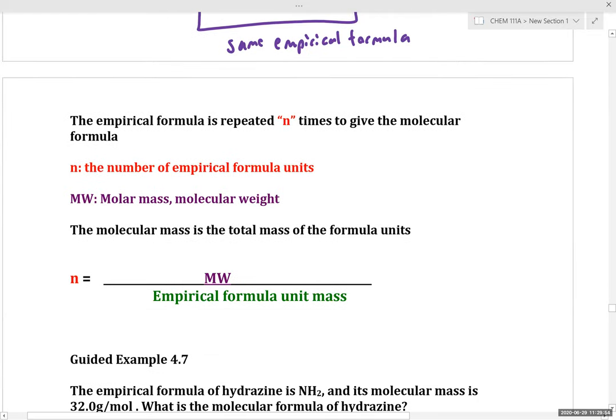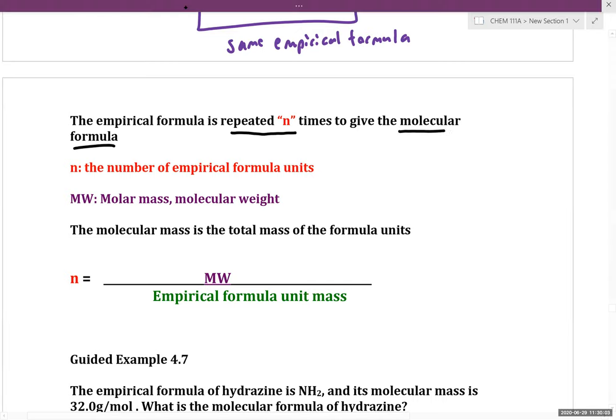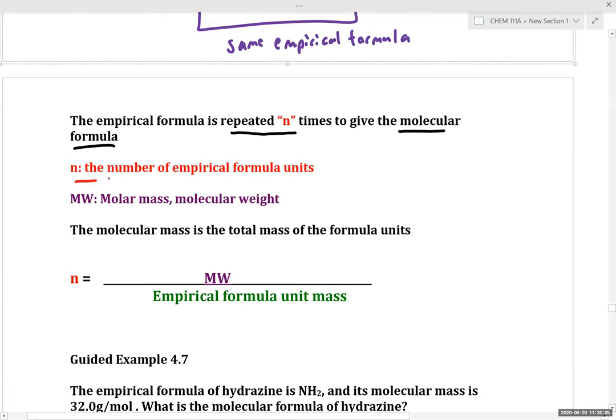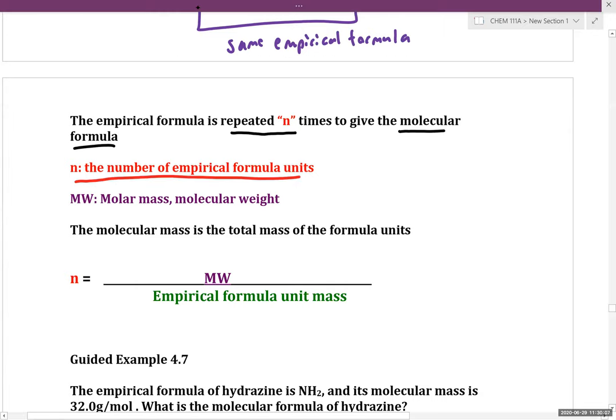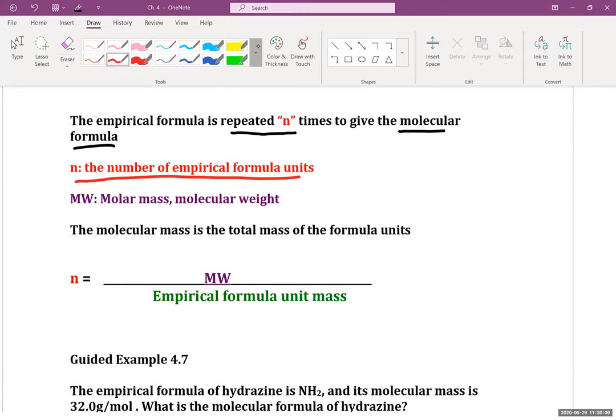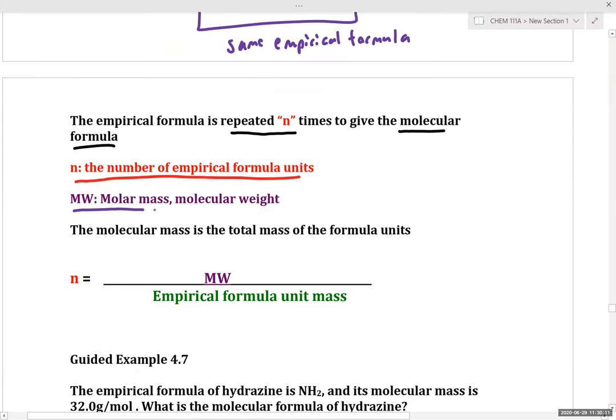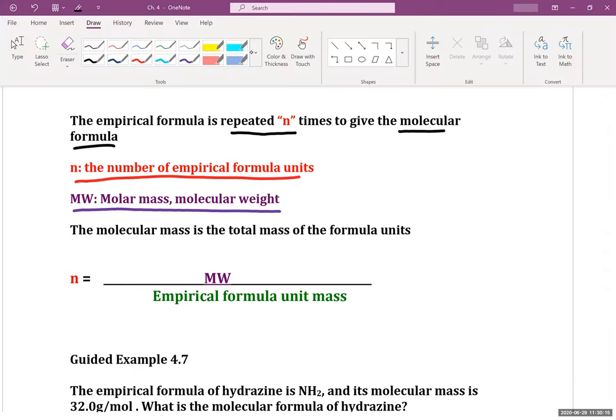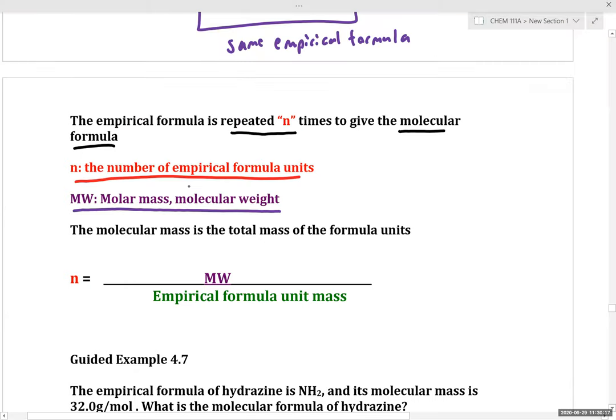Okay, so the way that you can think about this is that the empirical formula is repeated n times to give the molecular formula. N is our number of empirical formula units. The molar mass is abbreviated as MW. And what we can do is calculate the number of empirical units by taking our molar mass over our empirical formula unit mass.